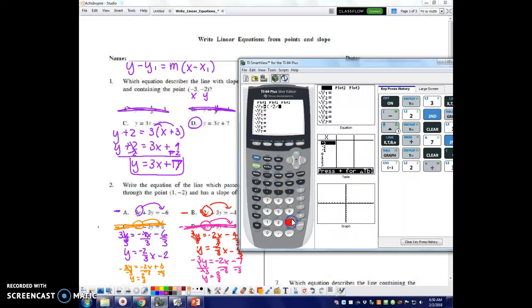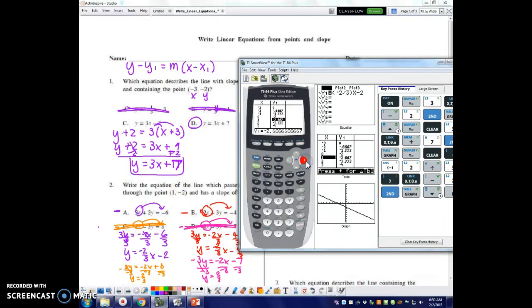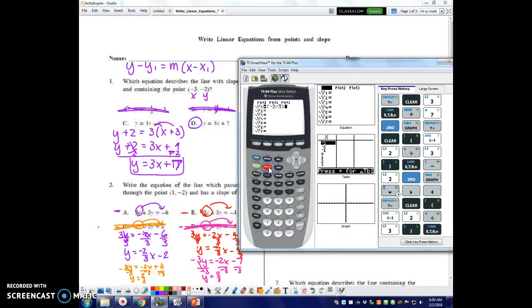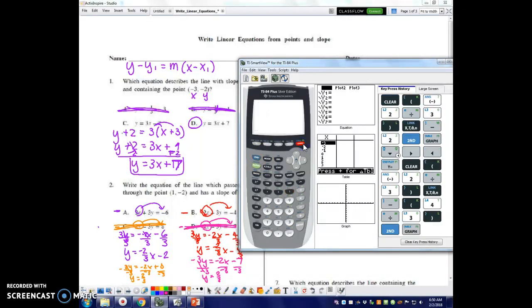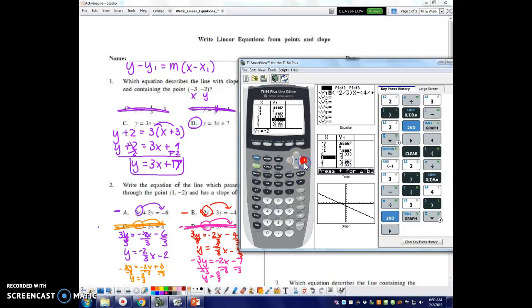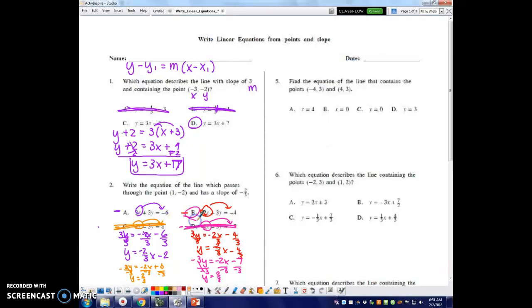Negative 2/3 x minus 2. Go to the table, and it needs to pass through the point 1, negative 2. Did this one? Doesn't look like it. So let's try B. B was negative 2 over 3 x minus 4 over 3. Go to the table. Did it pass at 1, negative 2? Yes, it does. So the answer will be B.